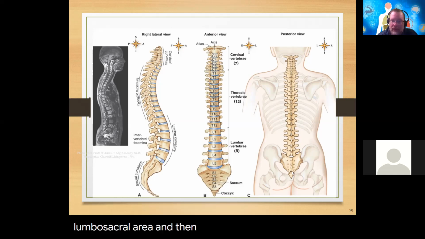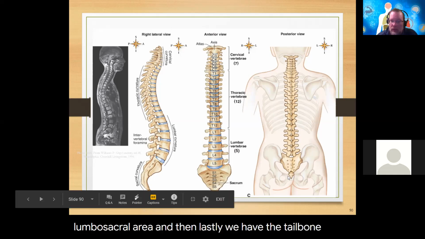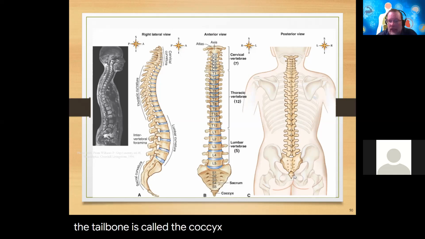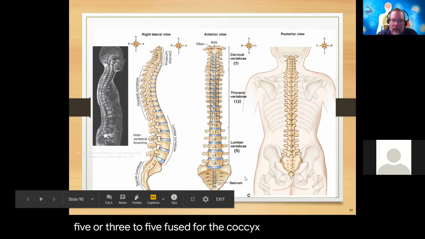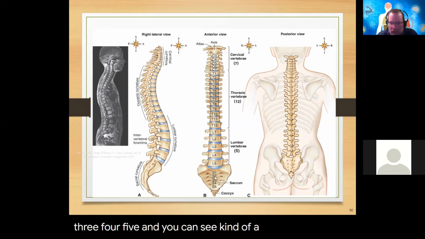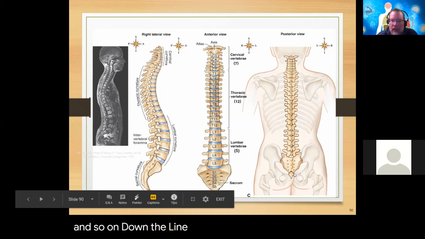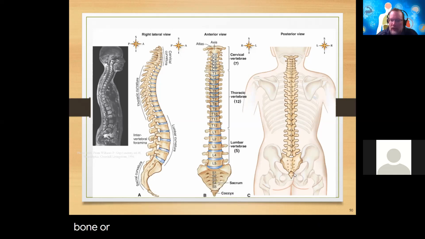Okay. And then lastly, we have the tailbone. And the tailbone is called the coccyx, C-O-C-C-Y-X. The coccyx is also a group of fused vertebrae. We would say there are probably 3 to 5 fused for the coccyx. Okay. Sacrum is pretty much going to be 5 fused, and we know that based on the holes and the ridges that we see with the sacrum. 1, 2, 3, 4, 5, and you can see kind of a break there, and so on down the line. We see the same thing with the tailbone or the coccyx.